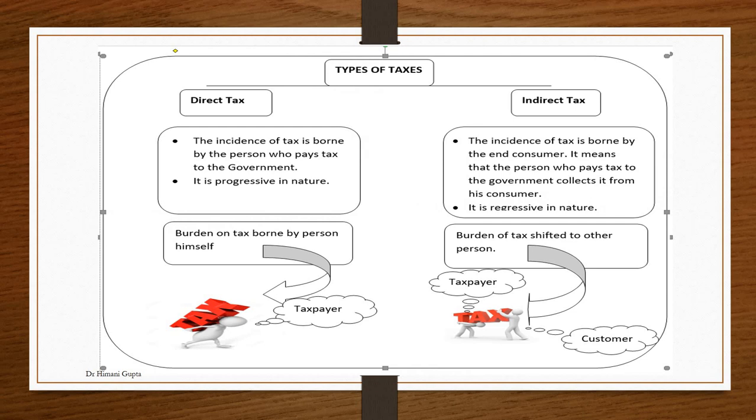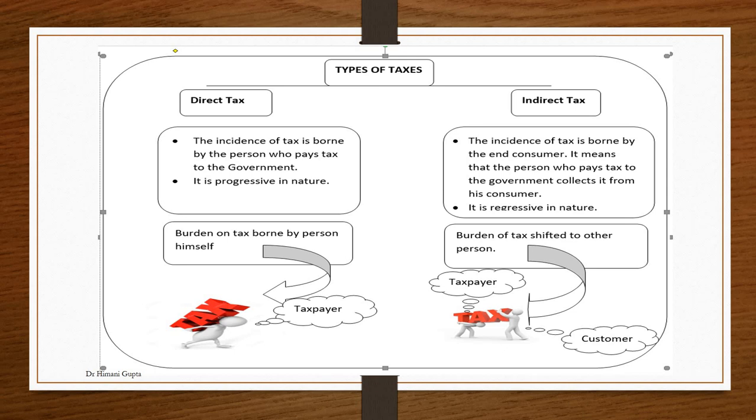If we talk about direct tax, we have already done that. In direct tax, the incidence of tax is borne by the person who pays tax to the government. But over here you have to keep in mind that direct tax is progressive in nature. Progressive means as your income increases, the amount of tax also increases. As you are already aware, in India we have different tax slabs. As your income increases, your tax slab also increases and the amount of tax increases.